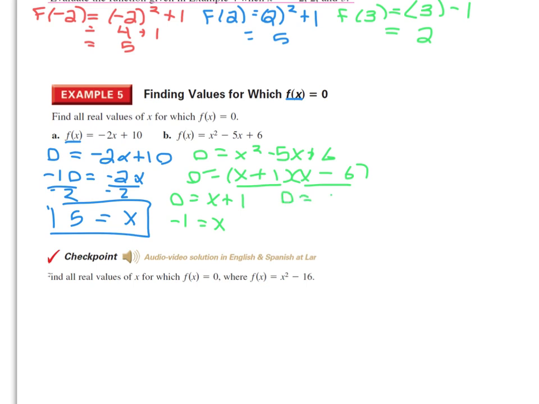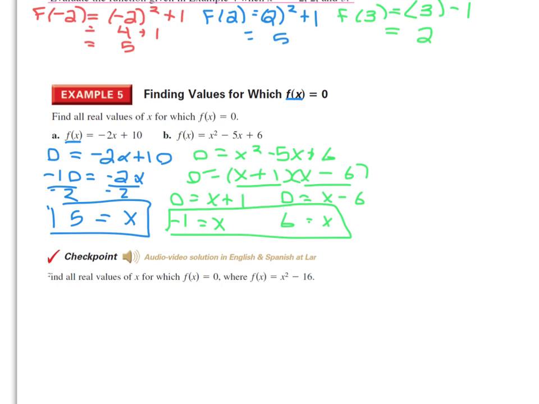0 equals x minus 6, therefore x equals 6. So what we're looking at here is the roots, or the solution, of this equation. If you forget how to factor, I'm going to put another video on how to factor. So let's go to the checkpoint.